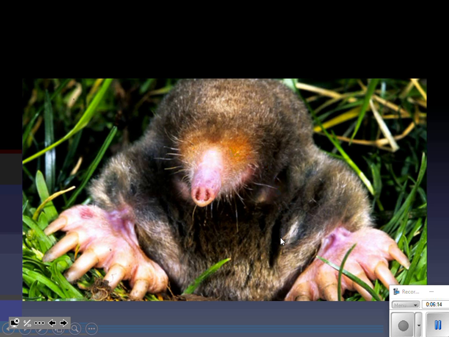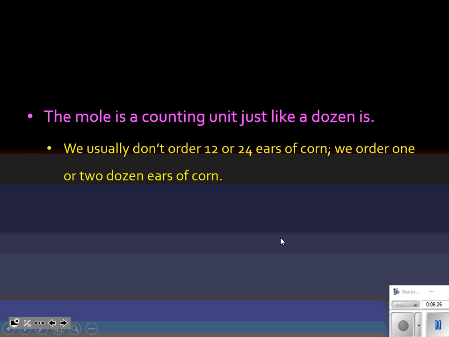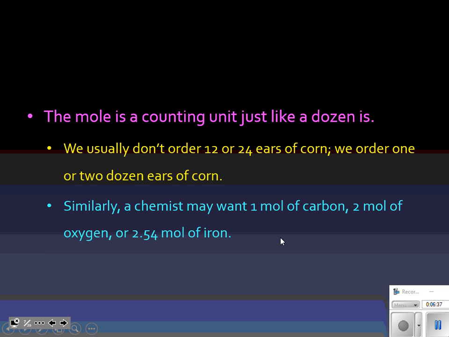Cute little guy. The mole is a similar unit to how we use the dozen. We don't go out and say, hey, give me 24 ears of corn. No, no, no. We say, hey, I'll take 2 dozen. So that's the way a mole is. I want 1 mole of carbon, 2 moles of oxygen. We could even break it down: 2.54 moles of iron.